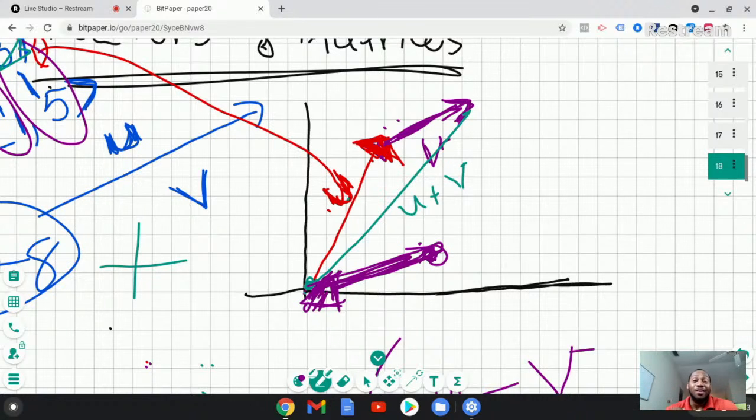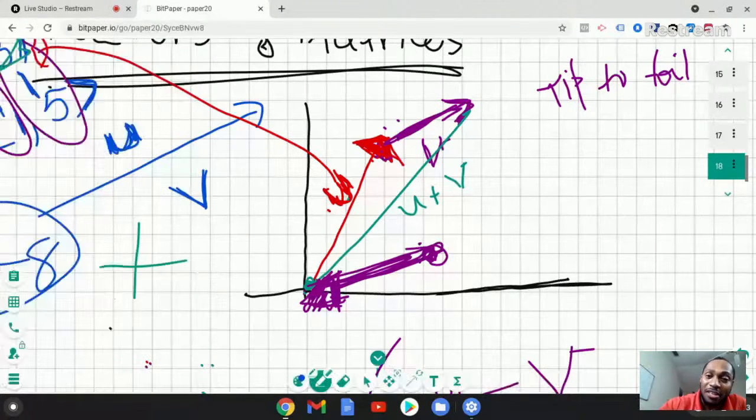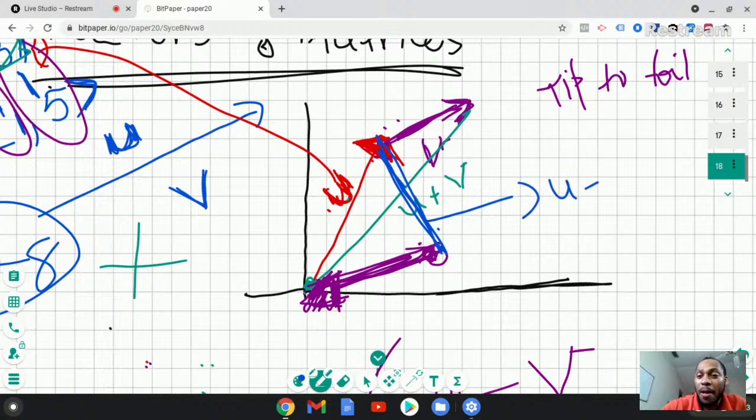So now what do we do? How do we add those things? And remember, it's tip to tail. So now here I have a tail, and this is a tip of vector v. So whatever is here, and I'm going to go over that again so you make sure you understand, whatever is here is u minus v.